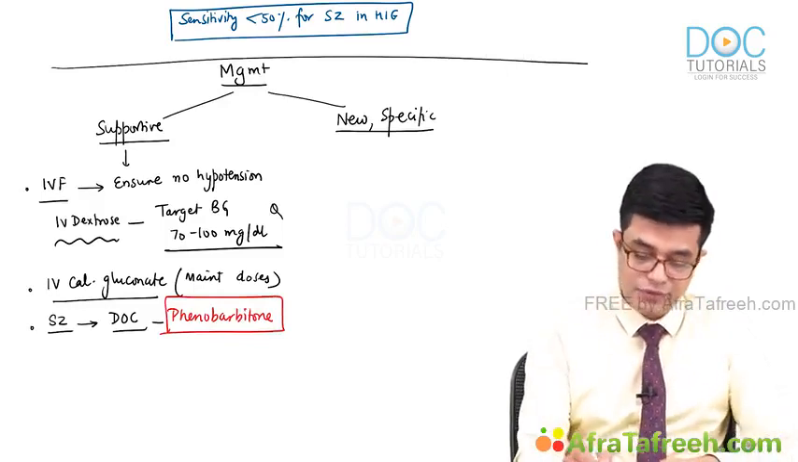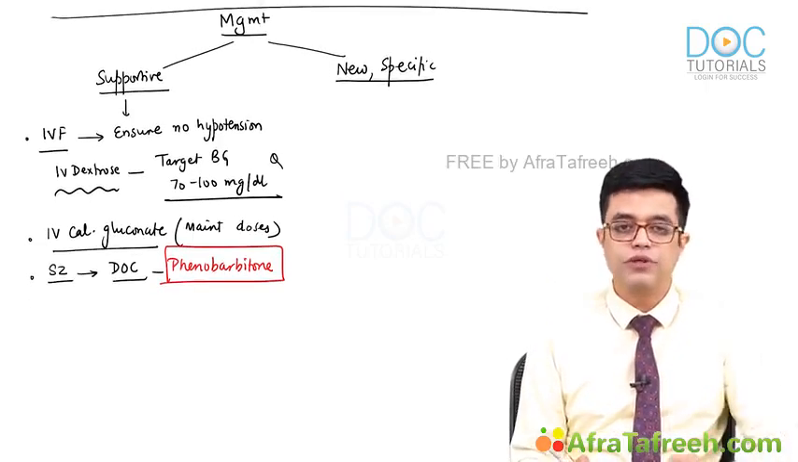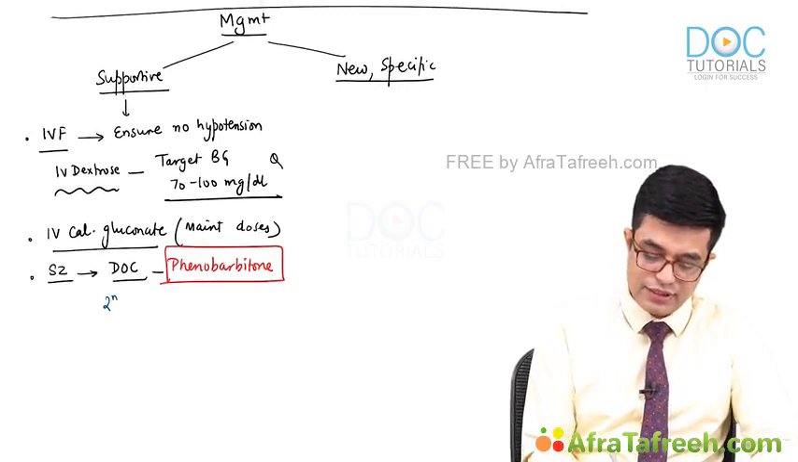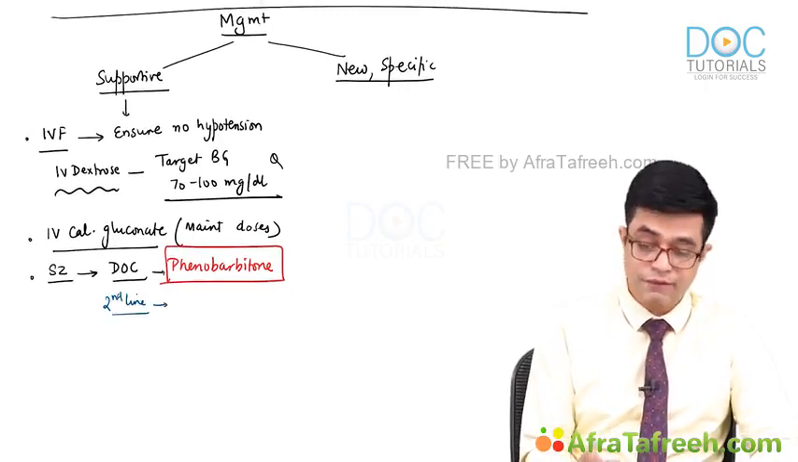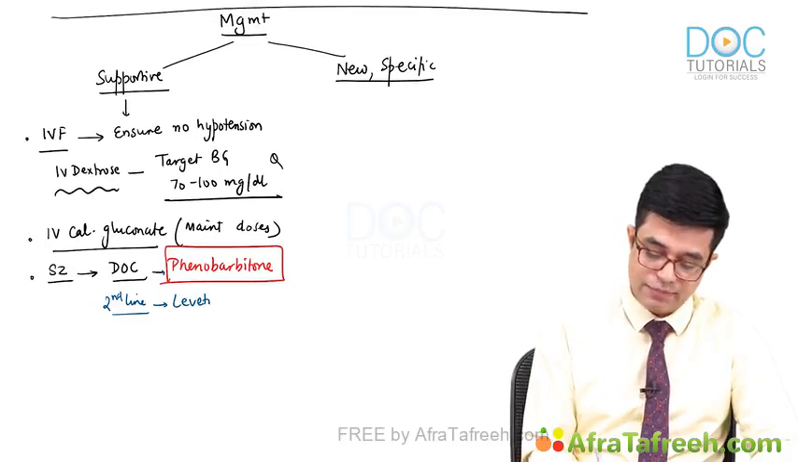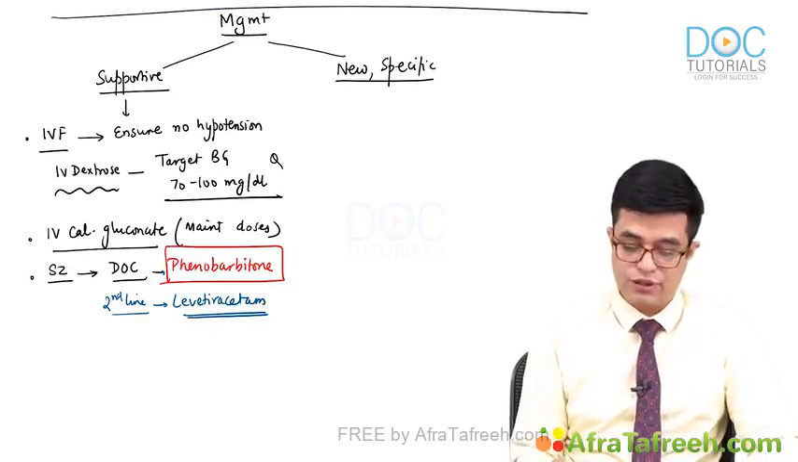New thing, AIIMS, Nelson says there is a certain group of children who do not respond to phenobarbital. In such patients, a second line drug, if phenobarbital is not effective, is levetiracetam. So, if it is not effective, levetiracetam should be used, newly added in New Nelson. So, can be a potential MCQ.